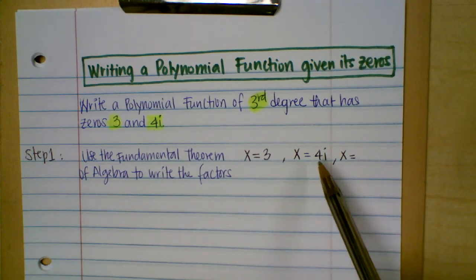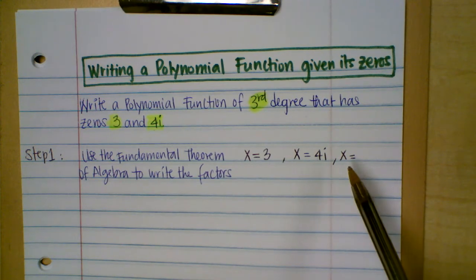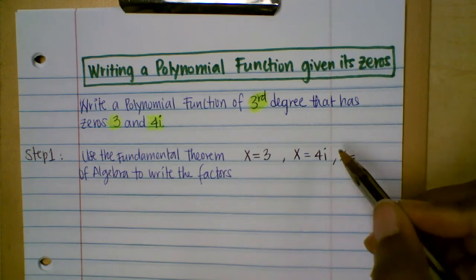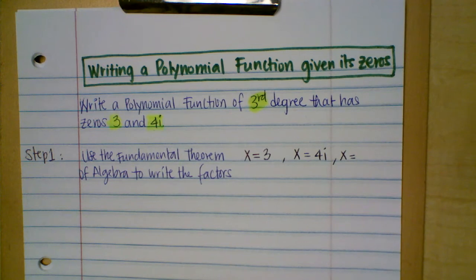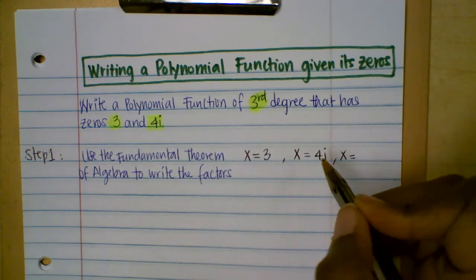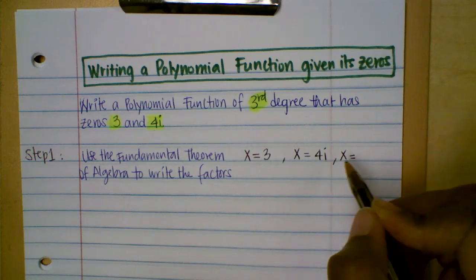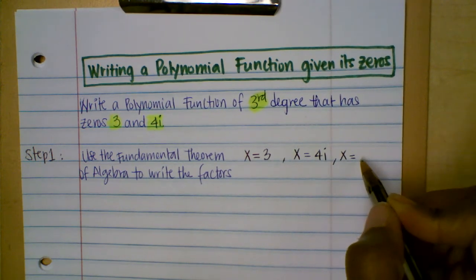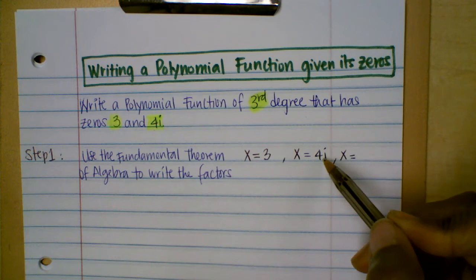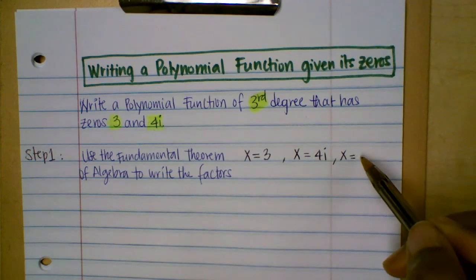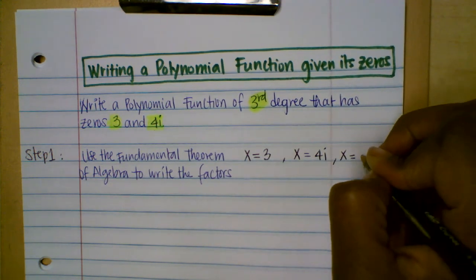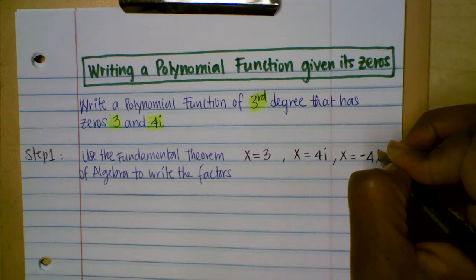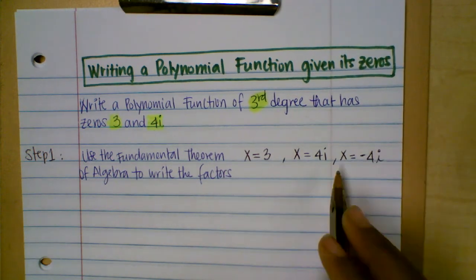For complex conjugates, when they come two by two, it means that the real part is the same, but the imaginary part is the opposite. The imaginary part here is 4i, so its complex conjugate is going to be negative 4i. So now we are set. We have all three zeros.